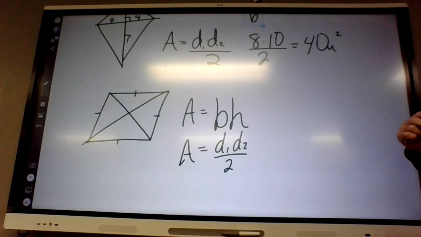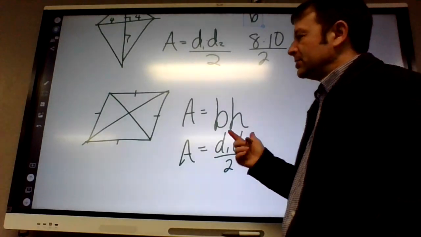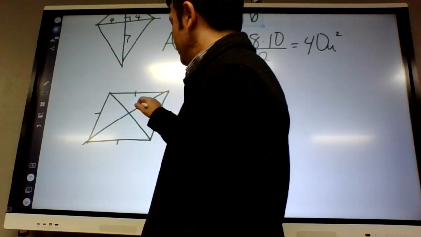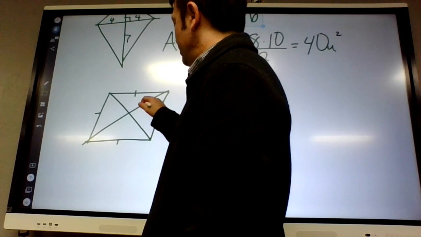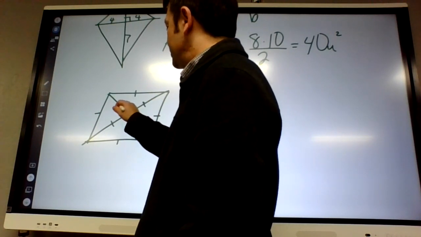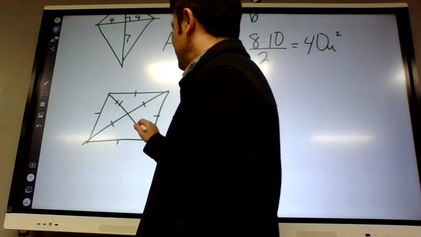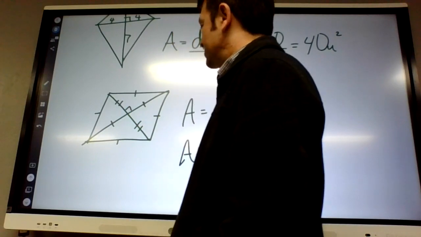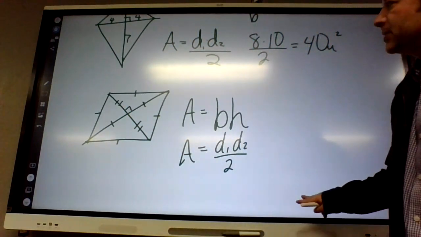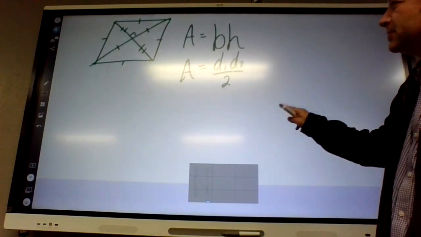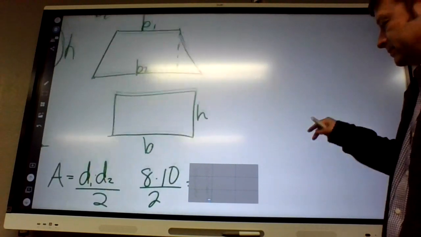All right, those are the three. Something else we know on a parallelogram is that these two are the same length, these two are the same length, and these are 90-degree angles. Anyways, all right, got it? Got all three of them?